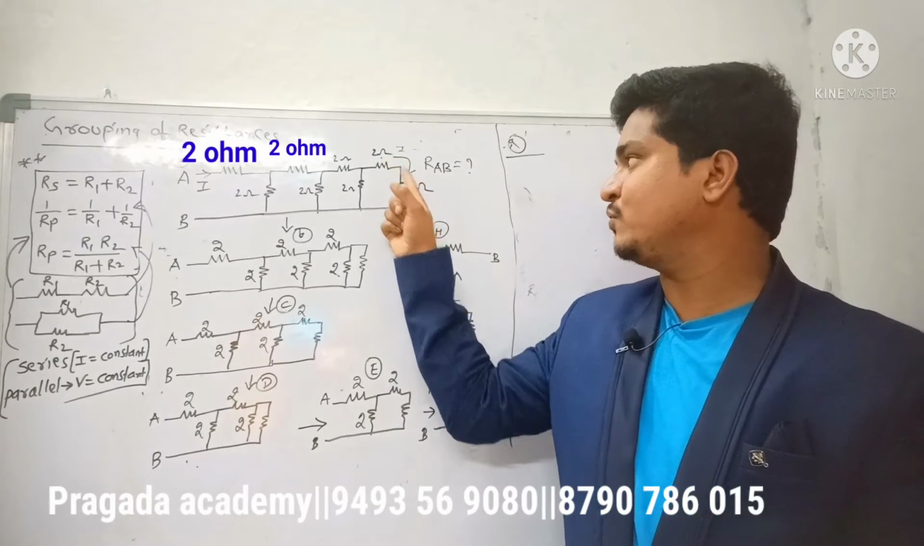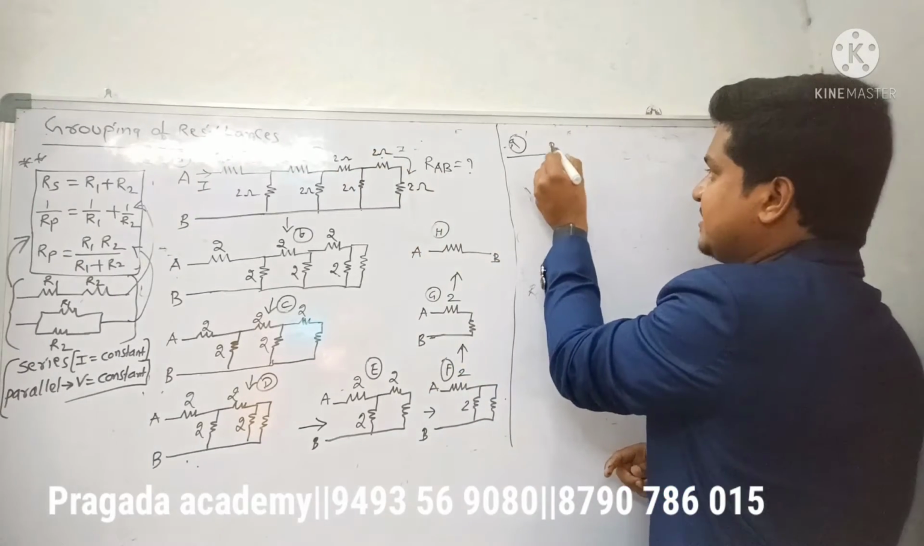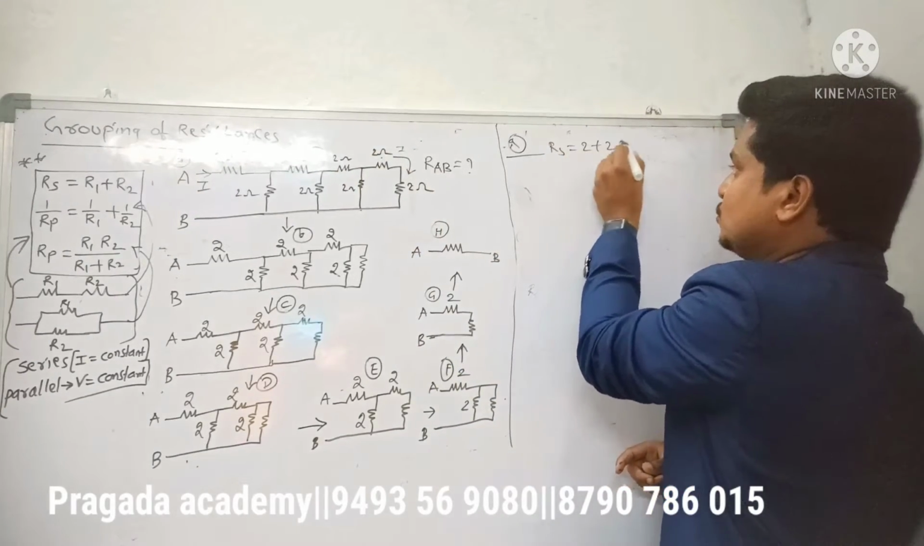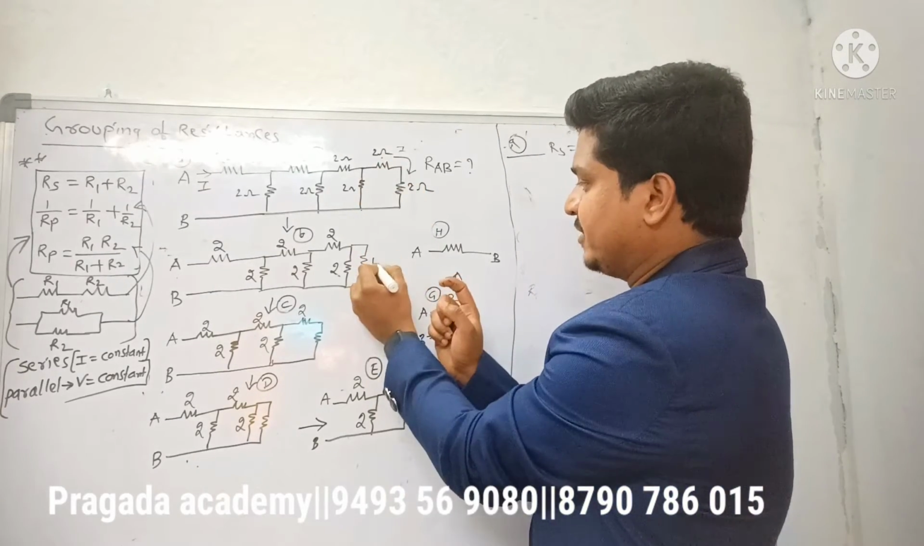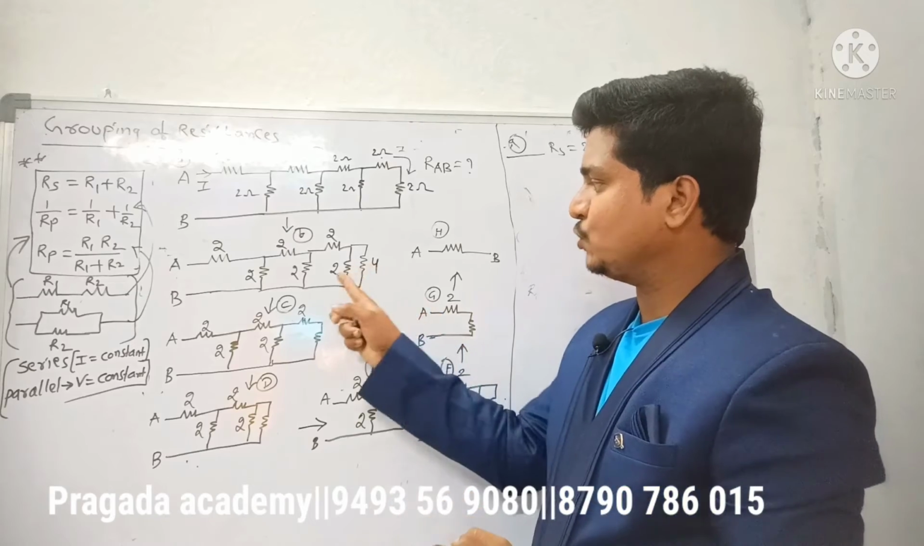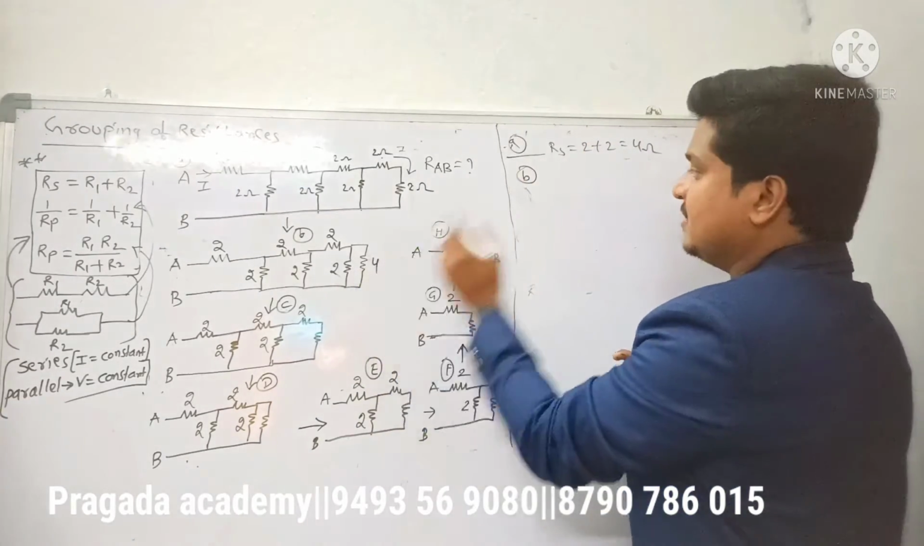Because the same current will flow through the 2 ohm and 2 ohm, at step A we can apply the series combination. RS is equal to 2 plus 2, you will get 4 ohm. In the next step, you write the resultant value, 4, here. After that, 4 and 2 are in parallel at step B.